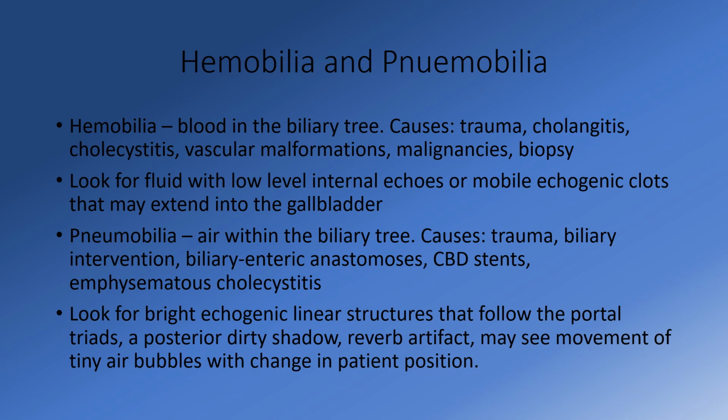Hemobilia and pneumobilia are going to be blood and or air in the biliary system. Hemobilia is blood in the biliary tree, and causes for this are going to be trauma, cholangitis, cholelithiasis, because those stones passing through there can irritate the wall, cholecystitis, vascular malformations, malignancies, and biopsies can cause hemobilia. Anytime we're taking tissue, we're creating bleeding. You want to look for fluid with low-level internal echoes or mobile echogenic clots that can extend into the gallbladder.